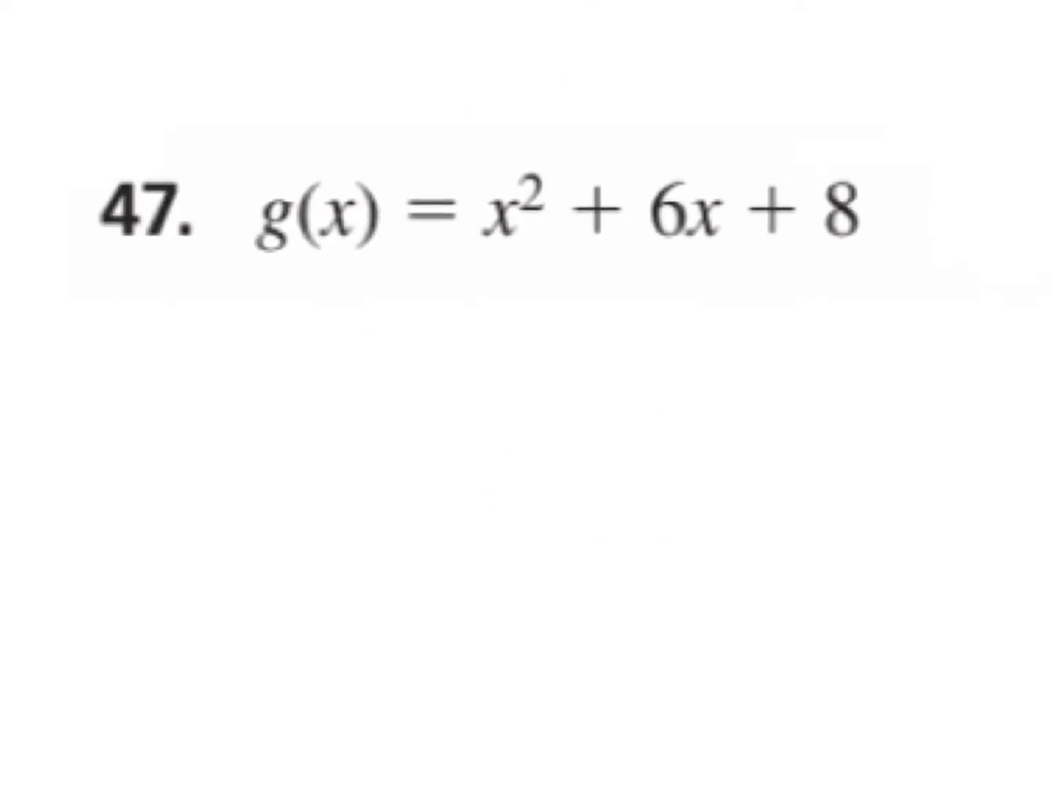So 47. To solve, we can get rid of this g of x and just make it 0. Sometimes it'll say g of x, sometimes it'll say y. We just make it 0, because we're trying to find what x is equal to. So how can I solve for x here?